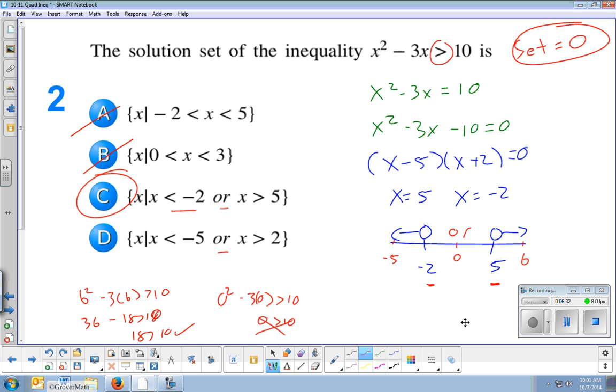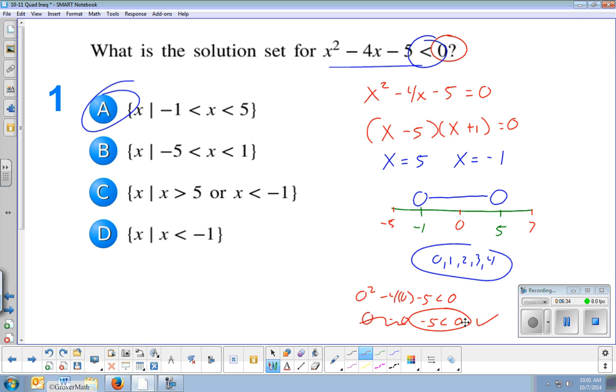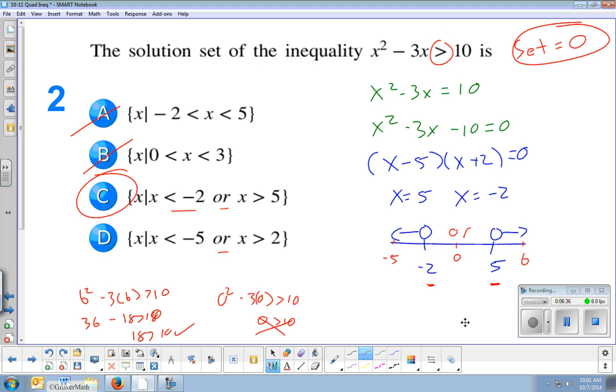And that's really the two ways this could go. It's going to be less than between, greater than or. And the key is that you think of it first as an equal sign, set it equal to 0, factor, solve, and go through the process that way. All right.